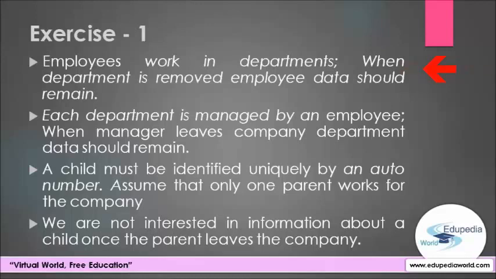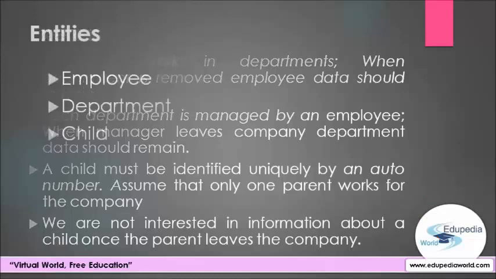From the first fact, we can clearly identify there are two distinctive entities, employee and the department. You could not keep the department information in the employees because when department is removed, the employee data should remain. Therefore, this information should be kept in two different tables. From the second fact, we have to find a way to store the manager information of each department. From the third and fourth facts, we have to identify what is the relationship between the child and the parent. And now we have gone through the scenario description.